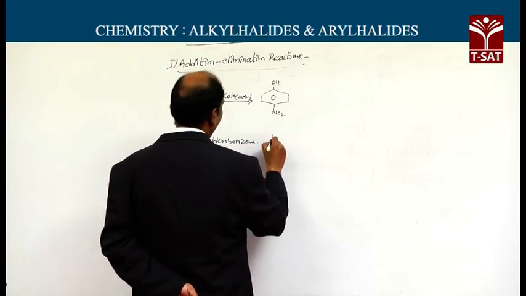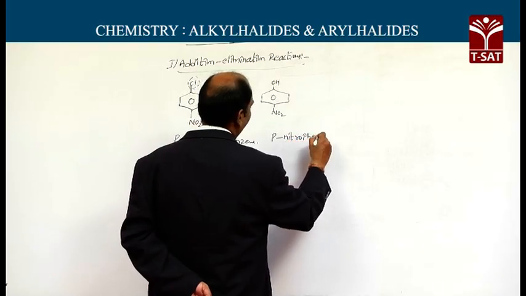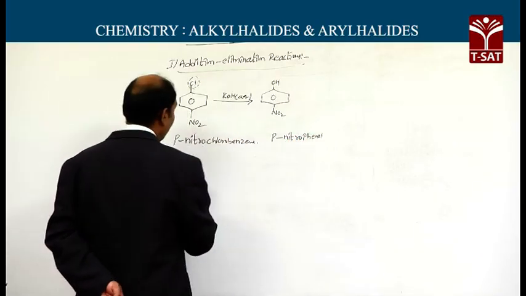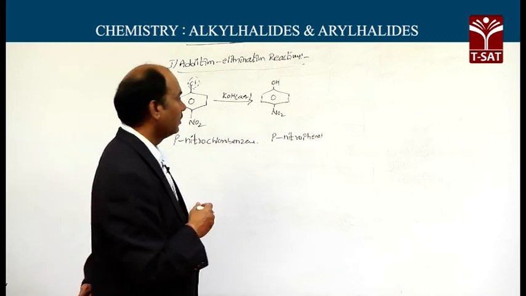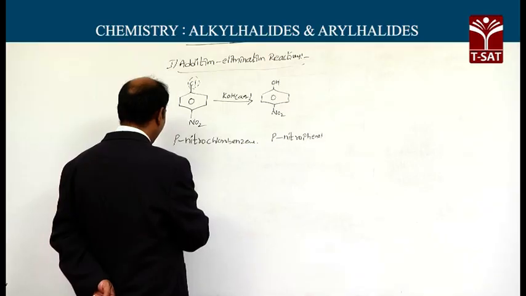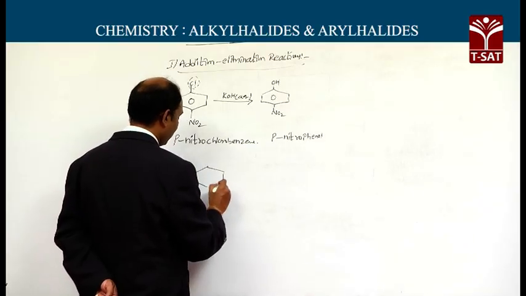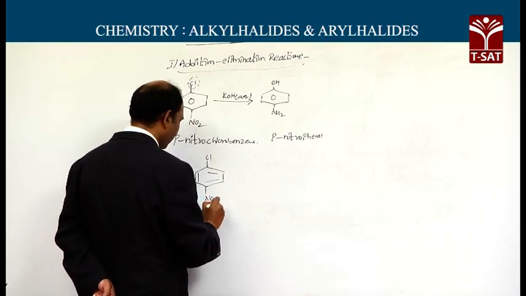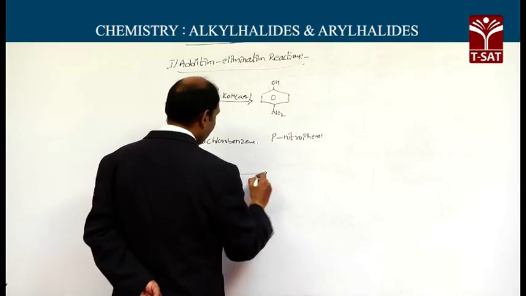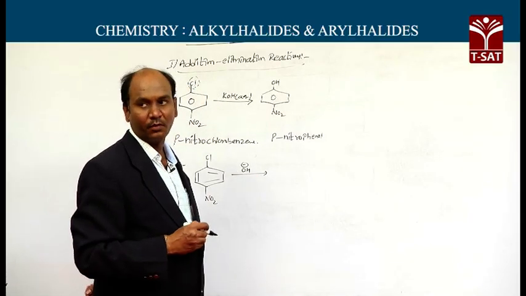This is what we get here, para-nitrophenol is formed. Here this is a nucleophilic substitution reaction. If you observe the mechanism, what happens here? This is chlorobenzene, this is a nitro group. Here OH minus is a nucleophile.